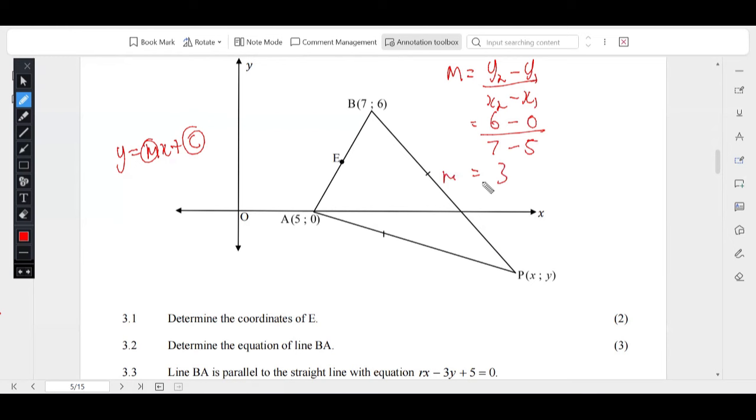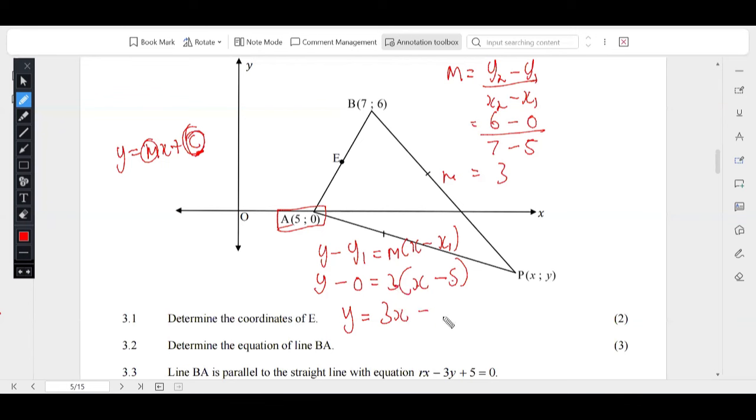And then from here on, we can pull up this formula here, y minus y1 is equals to m times x minus x1. Some of you might decide to use this formula and find c by substituting any one of these coordinates. It is also correct, guys. Here, I'm just going to choose any set of coordinates. Let's say I go with A. So this is y minus 0, then my gradient is 3, then x minus 5. So this is going to be y. Y minus 0 is just y. 3 times x is 3x. 3 times negative 5, that's negative 15. Then voila, I have my equation.